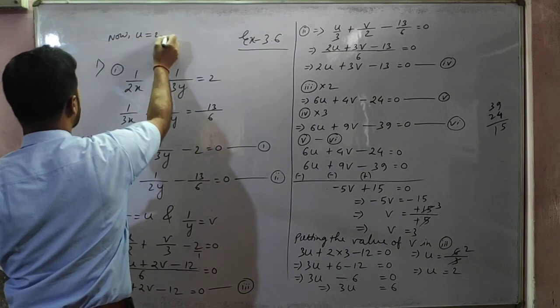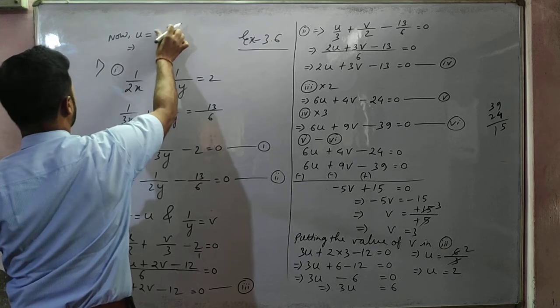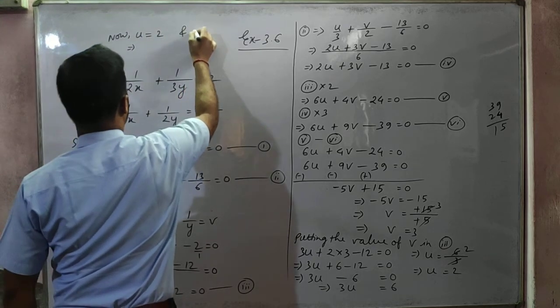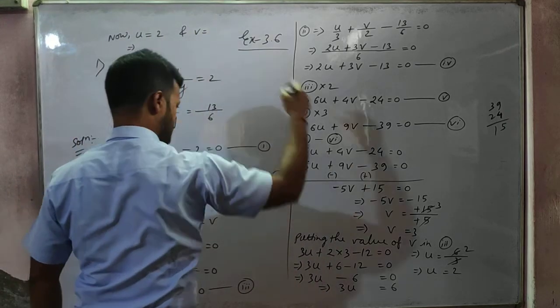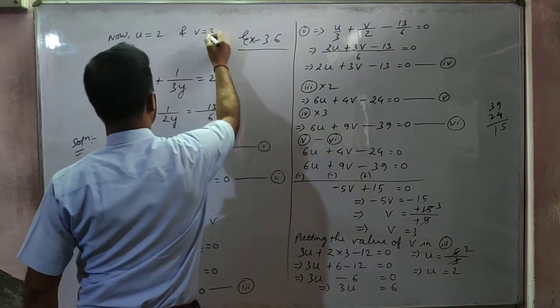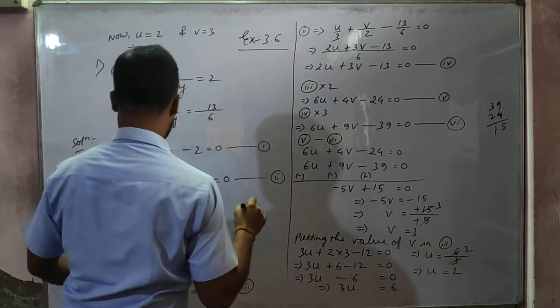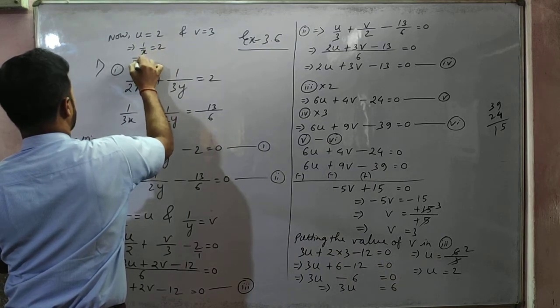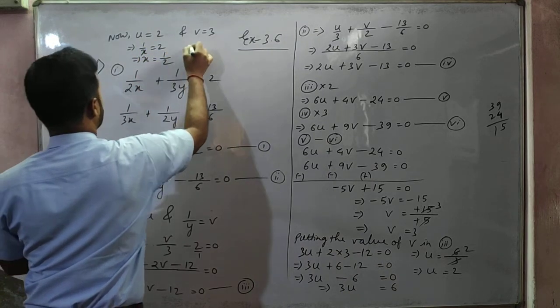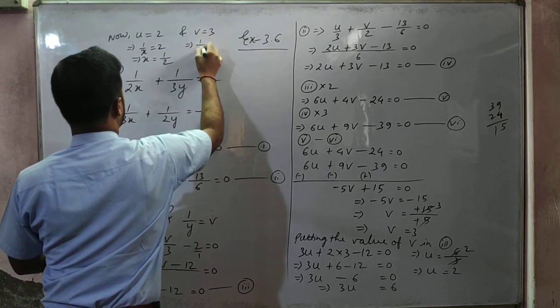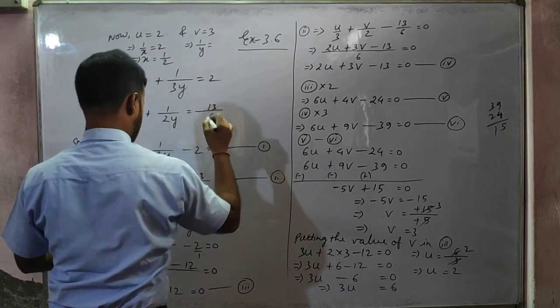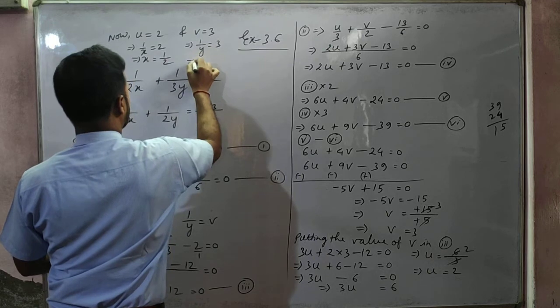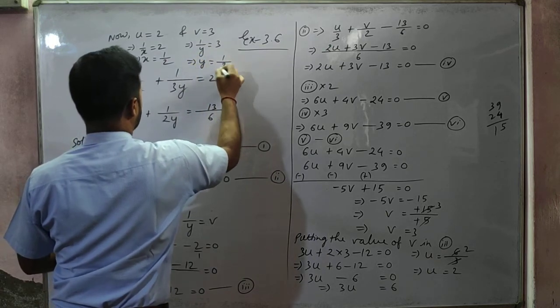Now u is equal to 2 and v is equal to 3. What is u? 1 by x. x is equal to 1 by 2. v means 1 by y. So y is equal to 1 by 3.